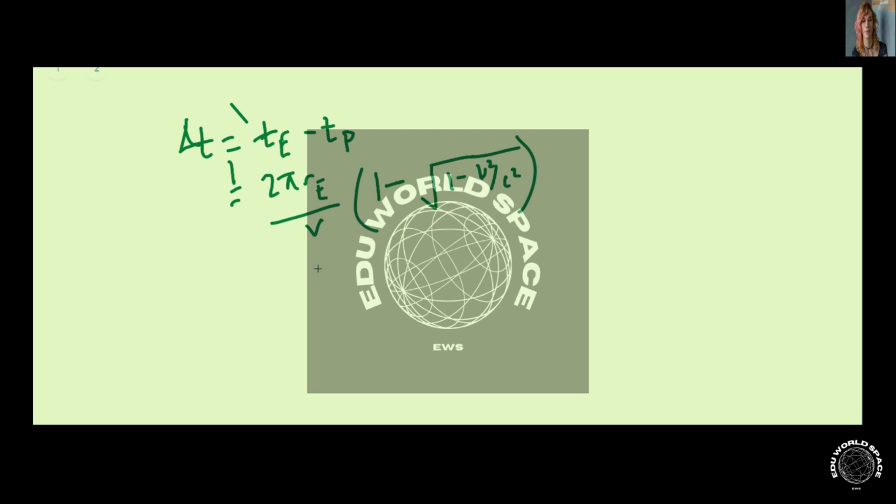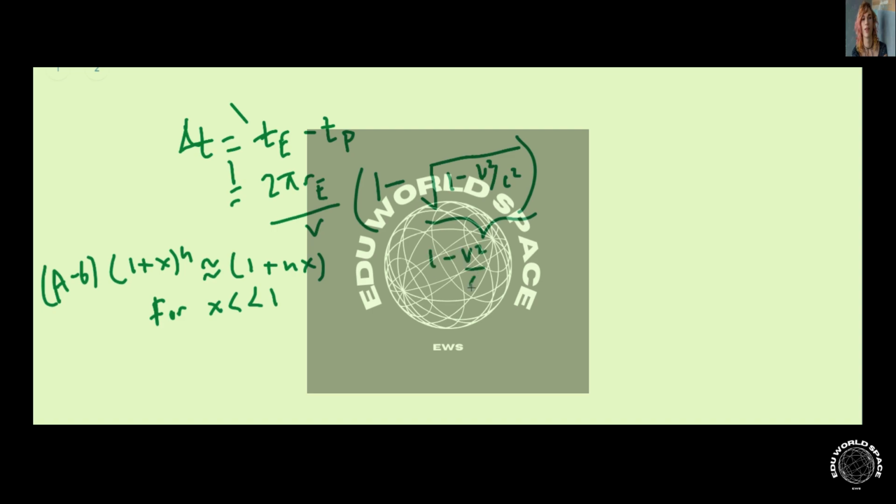Okay. And now we use the binomial expansion. And for this, we're going to look at equation A6, which says that 1 plus x to the nth power is approximately equal to 1 plus n times x for x much, much less than 1. And here we have a similar situation. So this is 1 minus v squared over c squared raised to the 1/2. So x is just negative v squared over c squared, and n is 1/2. And we can use this because v is much, much less than c, right?